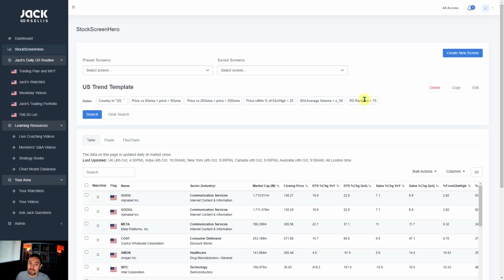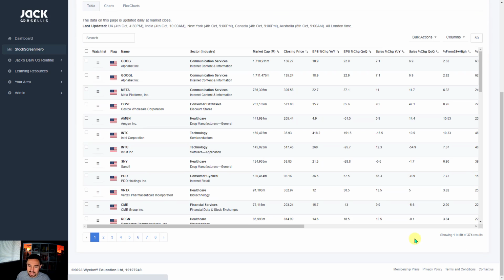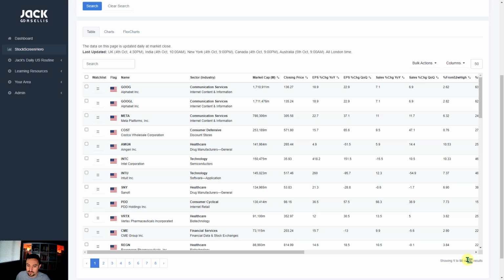And the relative strength rank, I actually want the 3-month relative strength rank because I think that's better to use than the 12-month. I think it's more efficient for finding these type of setups to be greater than 70. So let's hit search there, okay? Now in our database, we have around about 5,500 stocks. So we've taken that 5,500 stocks down to 374 stocks that meet this criteria.